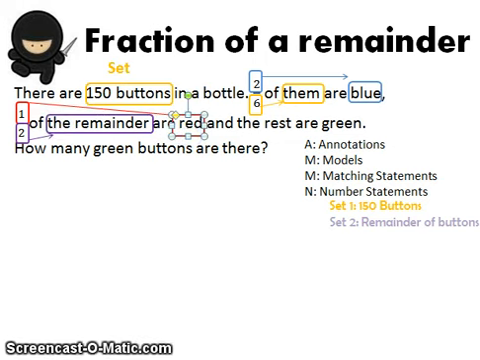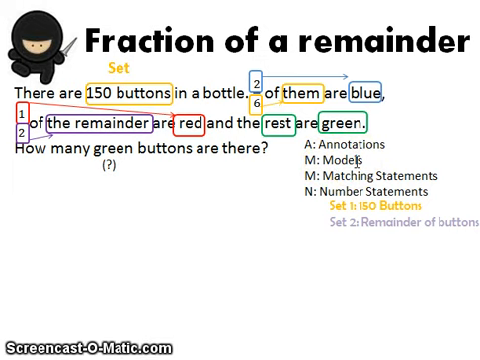And the rest are green. The rest are green. We would like to find out how many green buttons there are. So we've done our annotations, and let's try to understand the question a little more by drawing the models. We finished annotations, we're going to draw the models now.